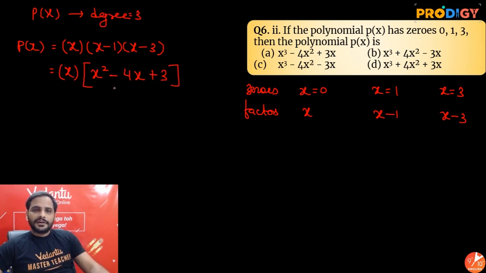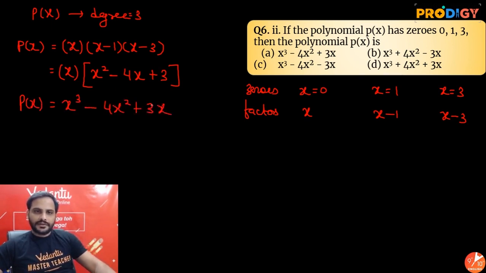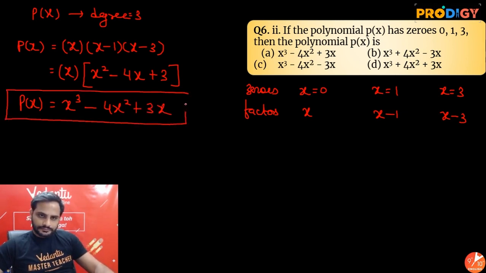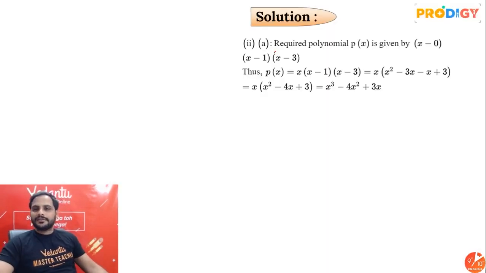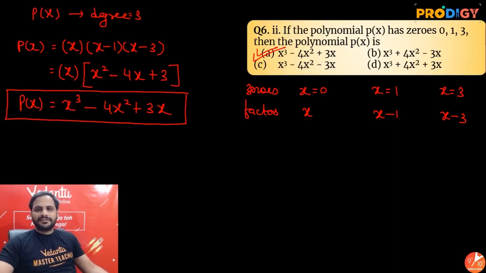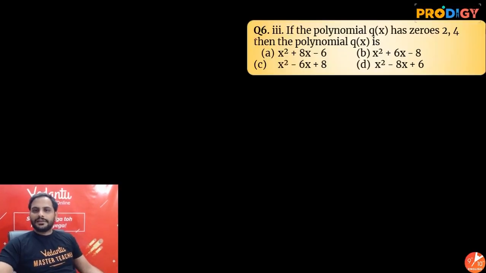All right, let's multiply this with x. So we'll get our p(x) as x into x square is x cube, minus 4x square plus 3x. This is my polynomial, x cube minus 4x square plus 3x. So option A is my correct answer. Simple, yeah. Zeros are given, I have found out the factors from them, and I know the polynomial is the multiplication of all three factors. Got my polynomial.